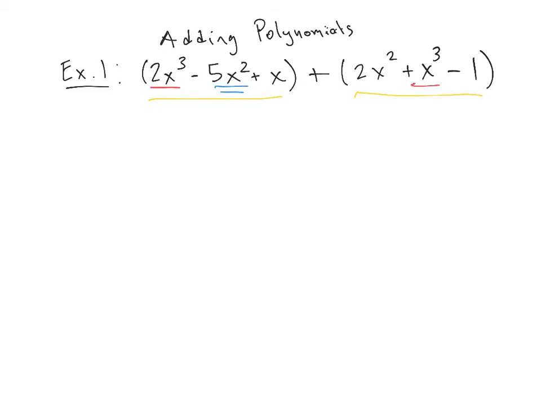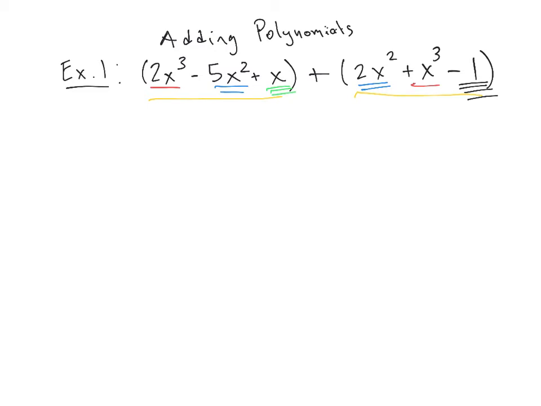So for instance, 2x to the third and x to the third would be like terms. Negative 5x squared would be a like term with plus 2x squared. And then plus x, there's actually no term that just has regular x's in it. There's x to the thirds, there's x squareds, but that's the only one with just a regular x, so it's going to stay by itself. And then we have this minus 1 that's also by itself, that's going to stay by itself.